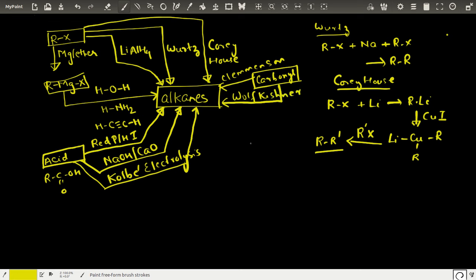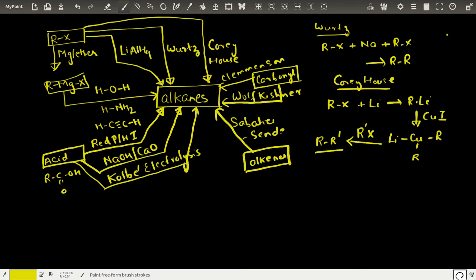right? Now from alkenes also we can prepare alkanes, and it is just a hydrogenation reaction, which also has a name, we call it Sabatier-Senderens reaction, right? So this is Sabatier-Senderens reaction.